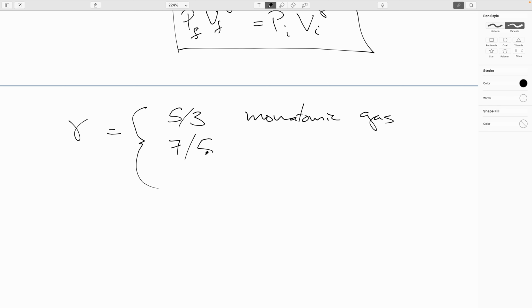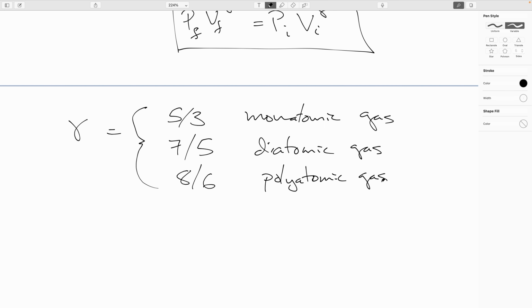We'll also be showing or arguing in a bit that it's 7/5 if it's a diatomic gas, and that's 8/6. I'm cryptically leaving it like that rather than reducing it to 4/3 if it's a polyatomic gas, so more than 2 atoms. So we'll justify those numbers later.